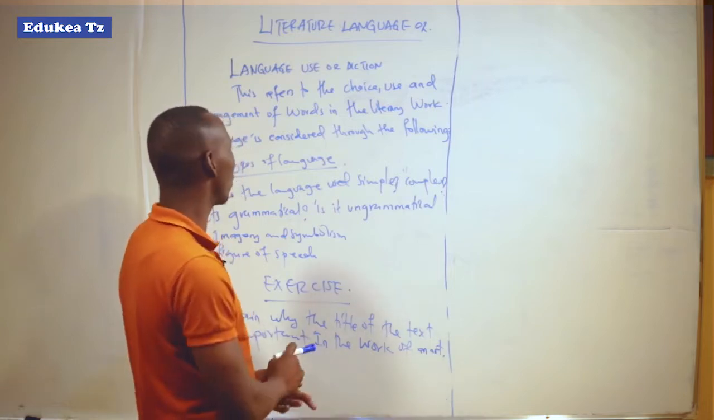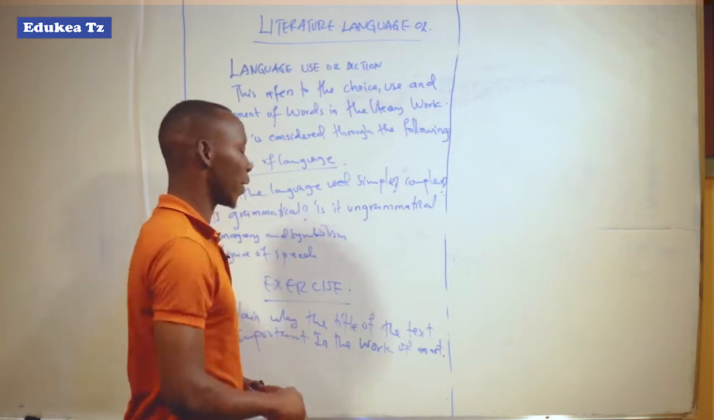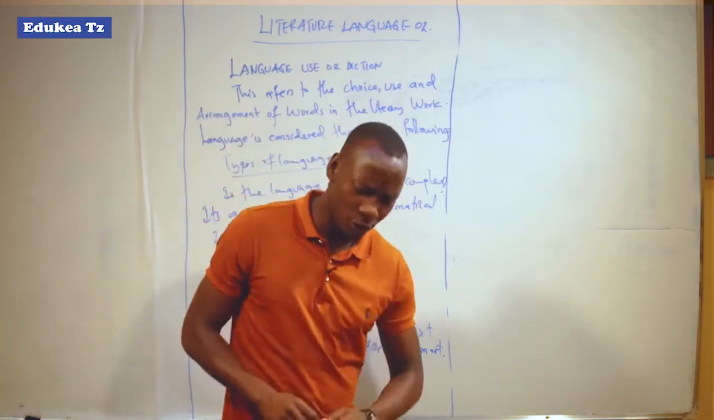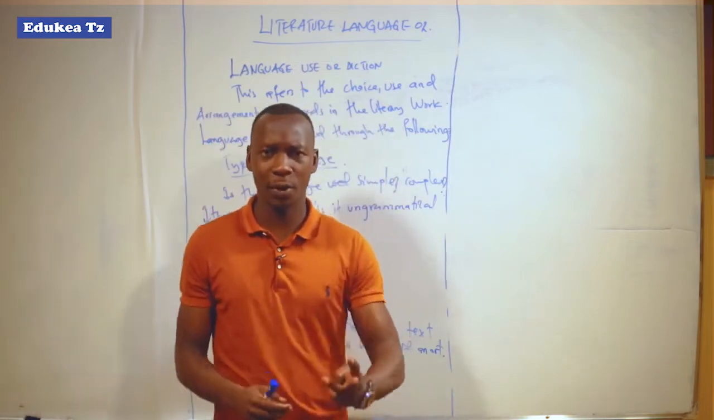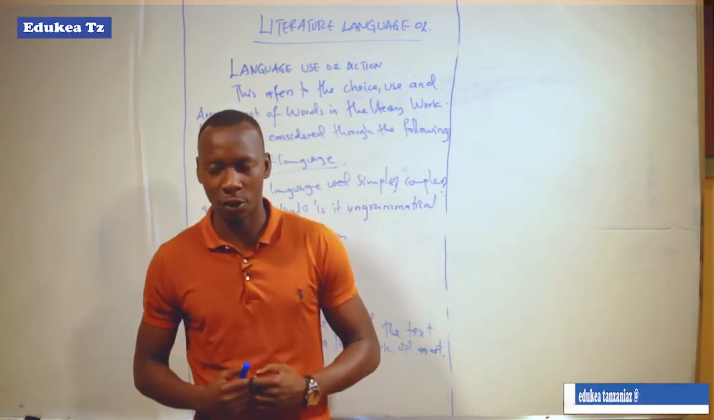So here, language is considered through the following types of language. In language use, you can find simple language, complex language, grammatical language, and ungrammatical language in literature.